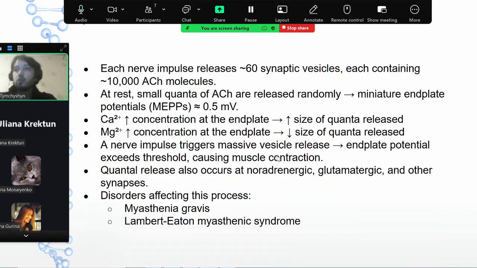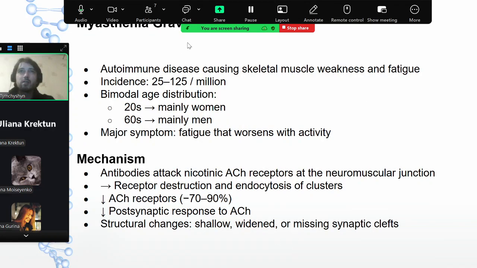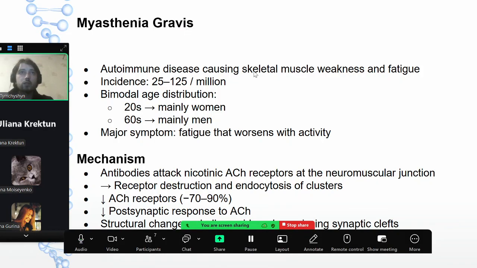And I guess we need to consider, at least very briefly, some of them. So here are two of them, myasthenia gravis and Lambert-Eaton myasthenic syndrome. There is some shorthand for that, but I don't remember. So here is myasthenia gravis. That's an autoimmune disease causing skeletal muscle weakness and fatigue.